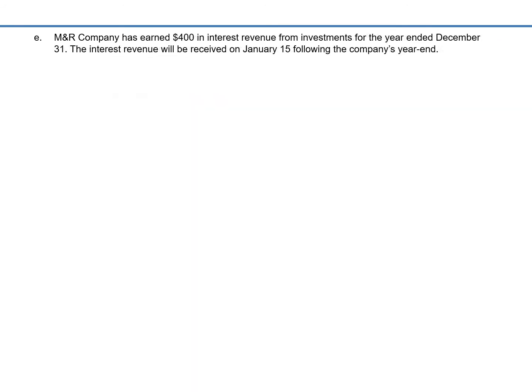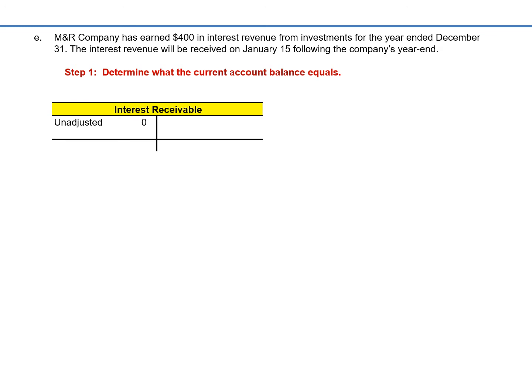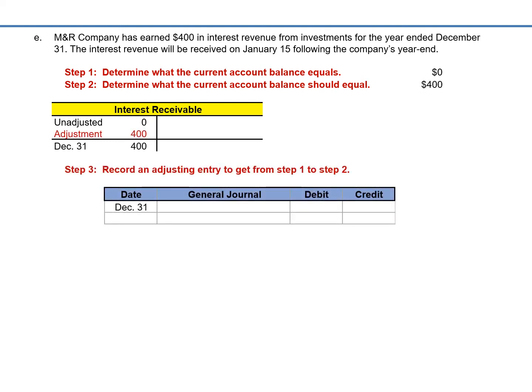All right, letter E. M&R Company has earned $400 in interest revenue from investments, and it will not be received until January 15th. Just because we're not going to collect it until January 15th doesn't mean that we can't record that revenue today. So our interest receivable is zero. It needs to be $400. To increase asset accounts, we debit interest receivable for $400, credit interest revenue for $400.